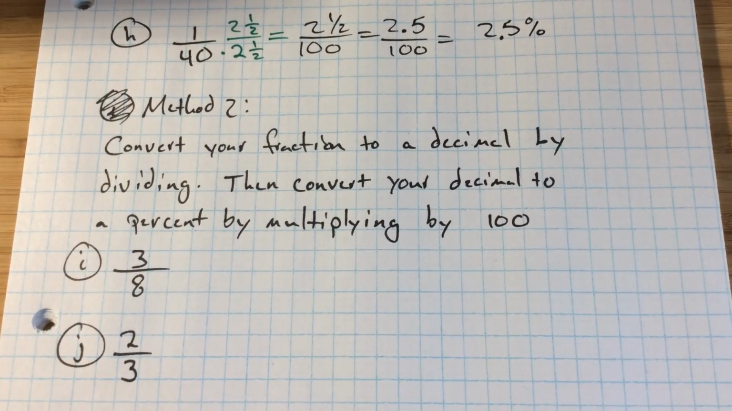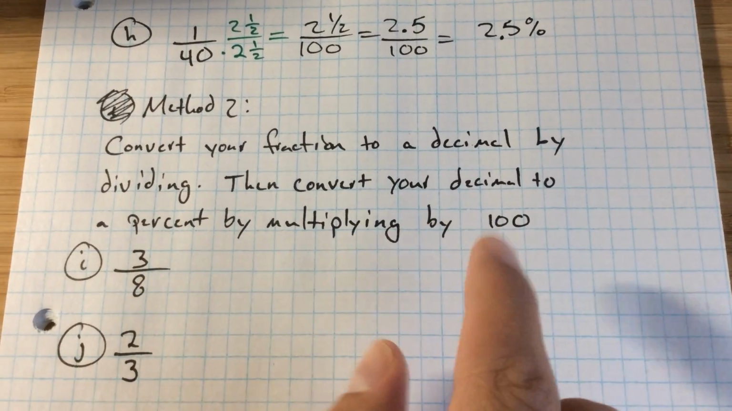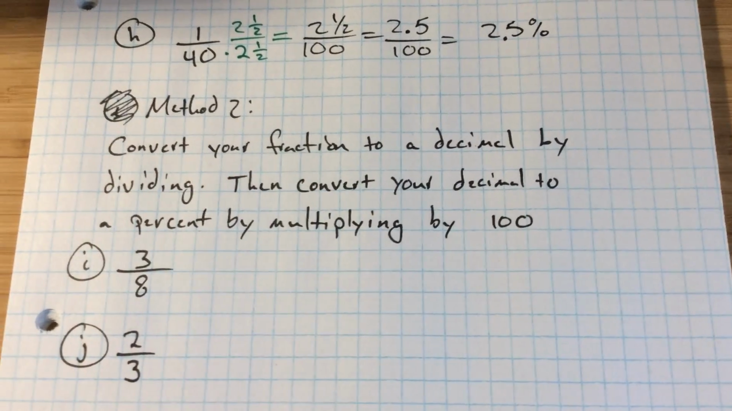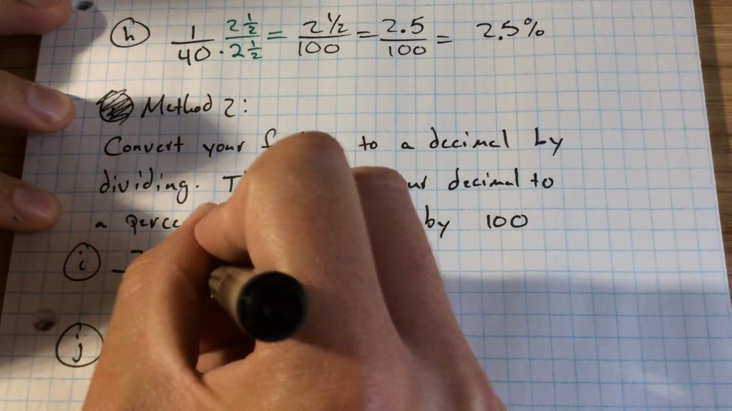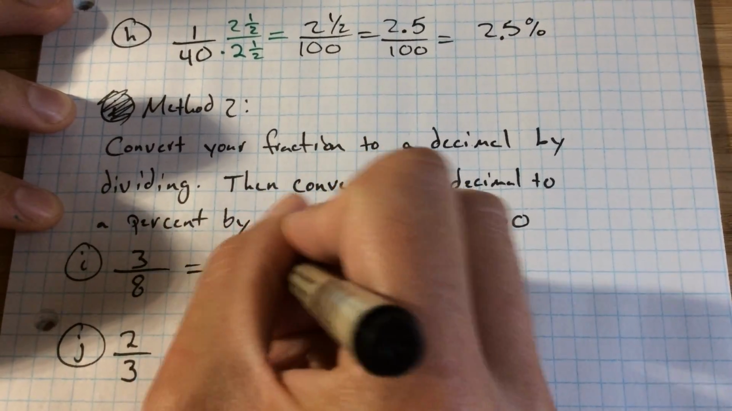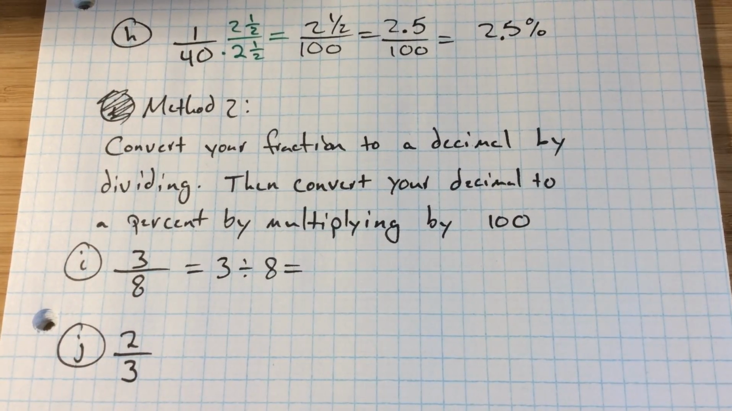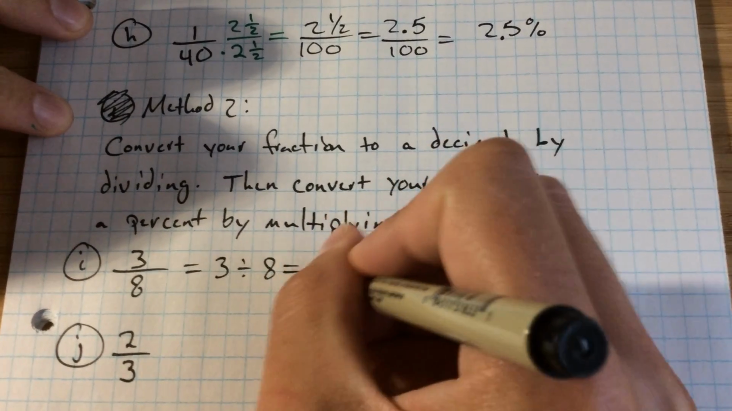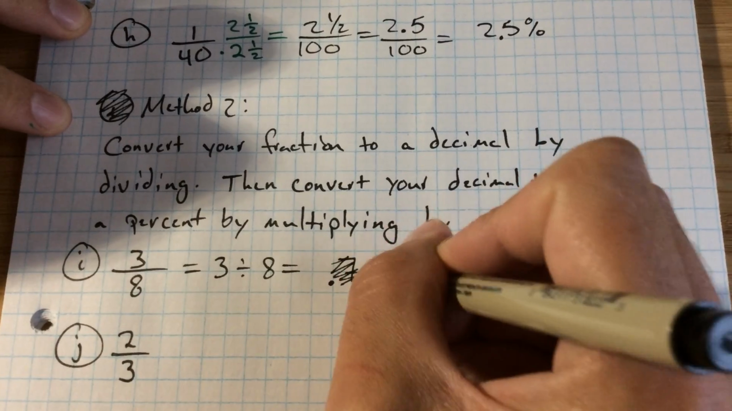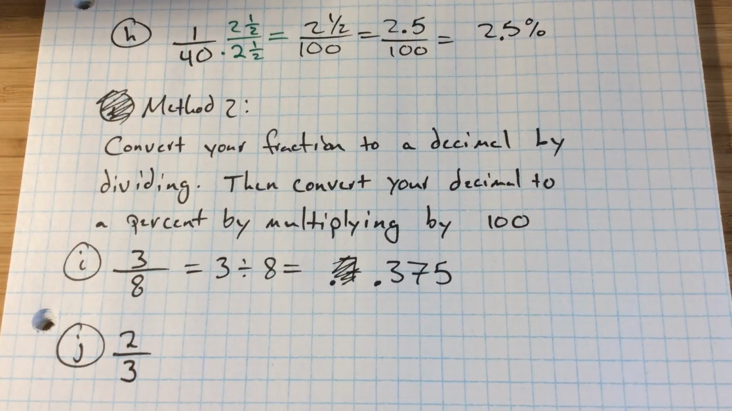We did a little bit of that a couple weeks ago, so hopefully you remember that. Then convert your decimal to a percent by multiplying by 100. So let's see what that looks like. So first of all, 3/8. This is a division problem. This is 3 divided by 8. When I do 3 divided by 8, I am going to come up with 0.375. That's my decimal equivalent for 3/8.